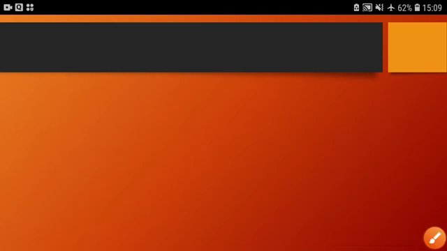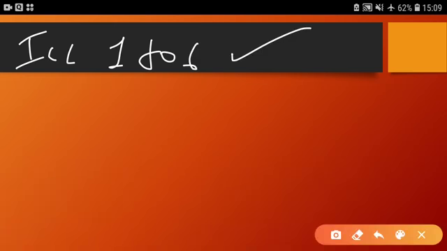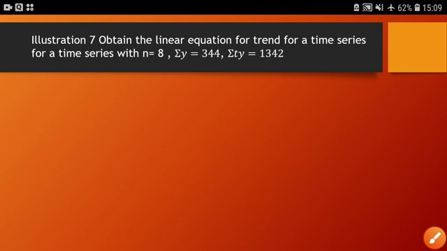So far we have completed illustration number 1 to 6, and today we will be doing illustration number 7. Obtain the linear equation for trend for a time series with n is equal to 8, sigma y is equal to 344, sigma ty is equal to 1342.